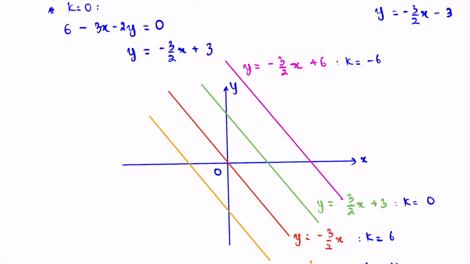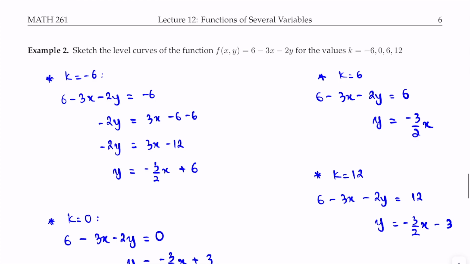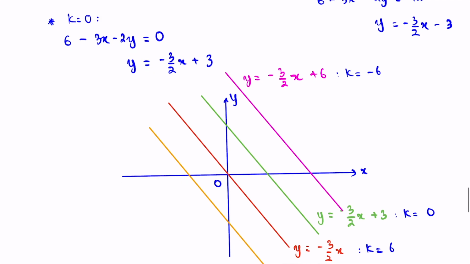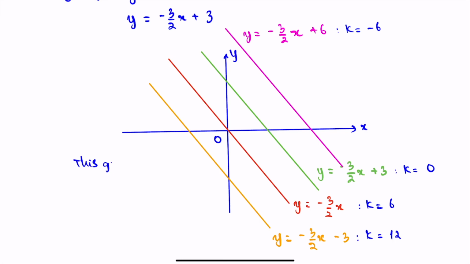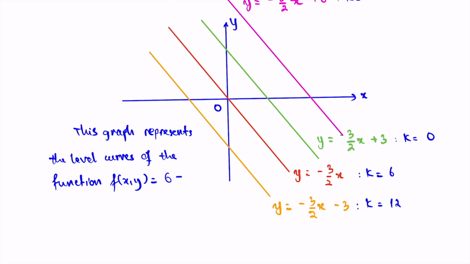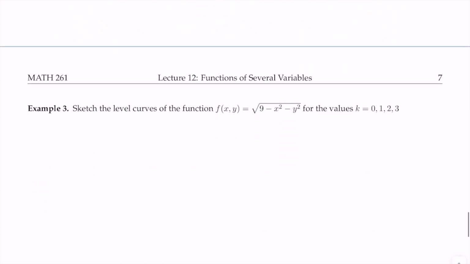Again, when you look at the plane of the form 6 minus 3x minus 2y from the top down, this is what you're going to see, a bunch of lines that are parallel to one another. The collection of these lines is called the set of level curves, or for short, just level curves. This graph represents the level curves of the function f of x comma y equal to 6 minus 3x minus 2y.